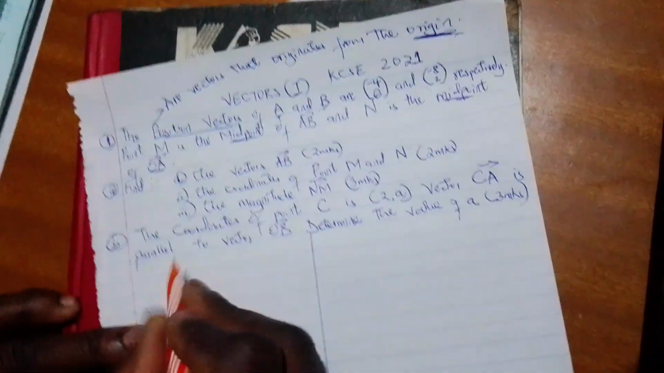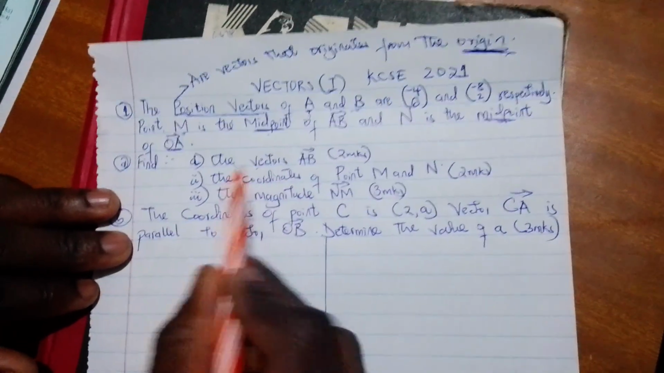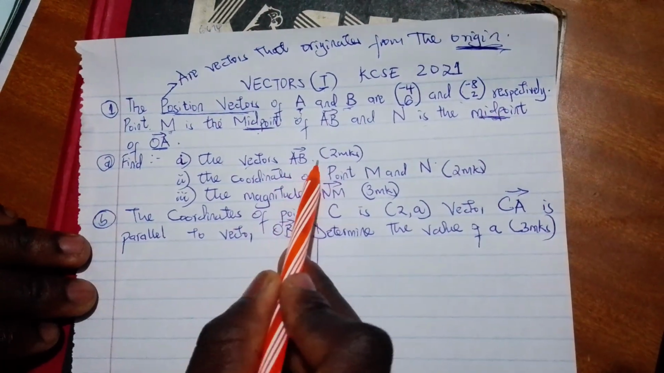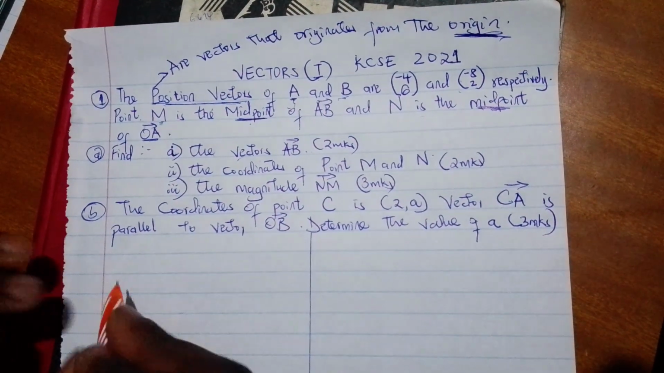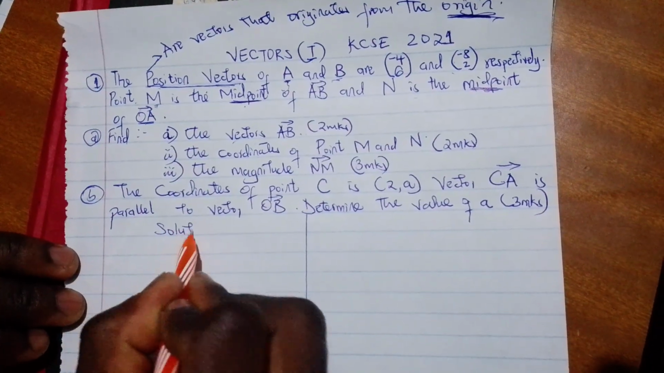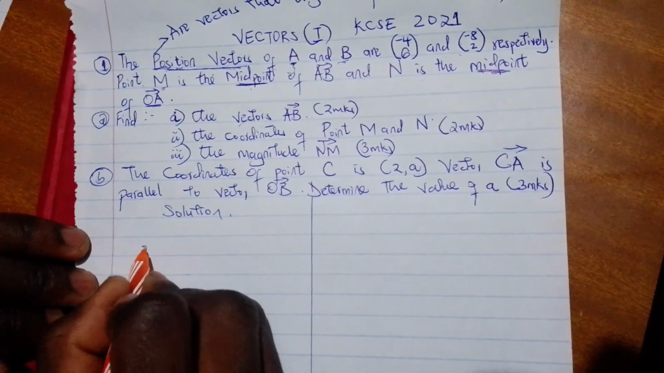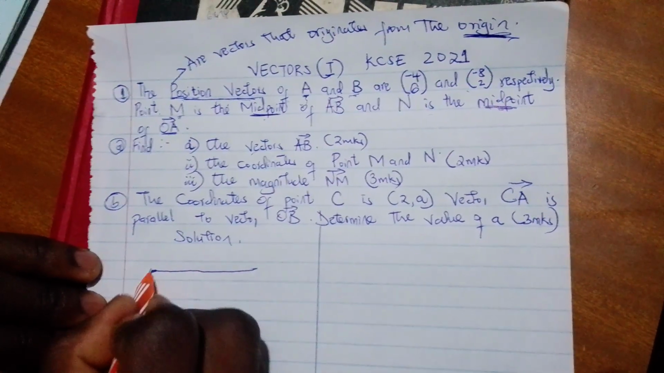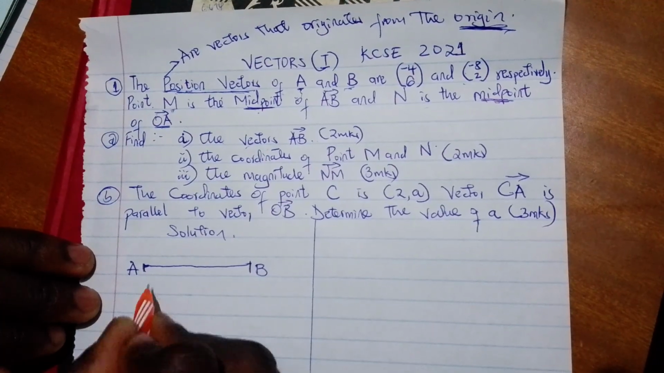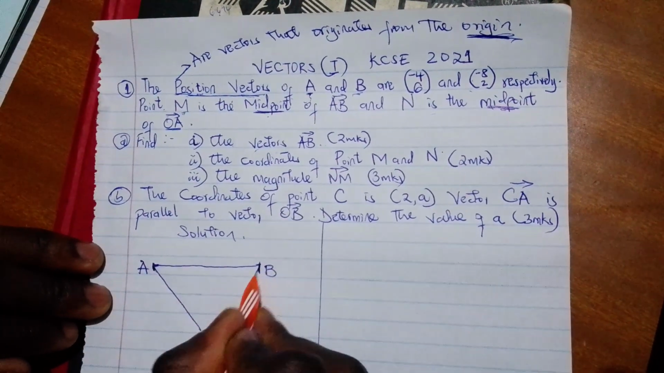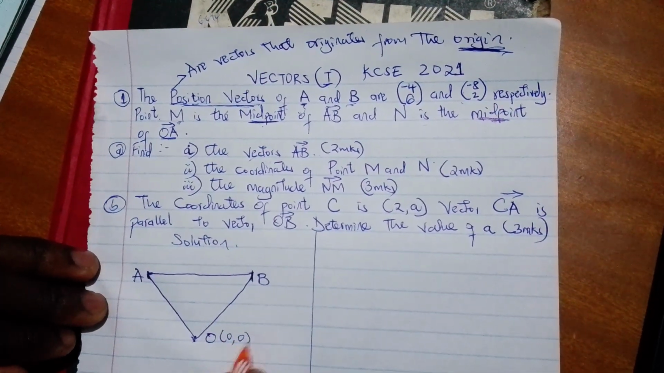So let us try and solve these questions. Find the vector AB. How do you get vector AB? I will advise that before you continue any further, please draw a diagram. Because we already know that these are position vectors, draw a diagram that looks like this: a straight line to cater for A and B. And because they are position vectors, they originate from the origin, so include the origin in your diagram. Your diagram should be in a triangular format.